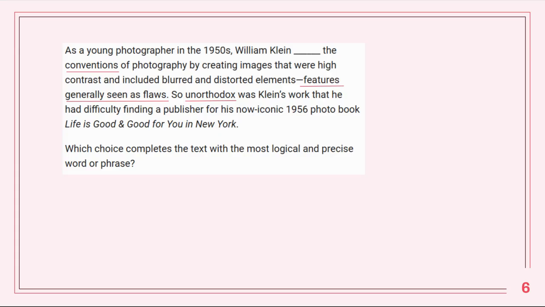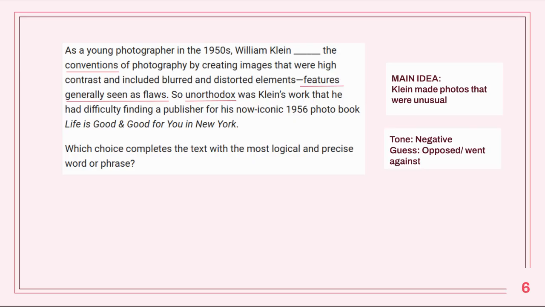Whereas Klein's work, that he had difficulty finding a publisher. So even if you don't know what unorthodox means, if he had difficulty finding a publisher, that means people didn't like his work. It was kind of weird, for the reason that they listed, that they were blurred and distorted elements. So these photos were weird.